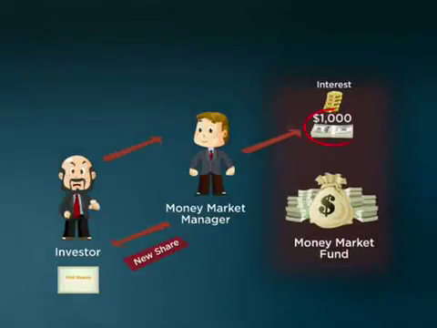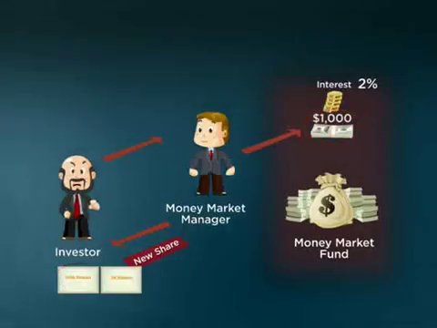So if I invest $1,000 into a money market fund, I'll own 1,000 shares of the fund. If the interest rate earned on the fund is 2% per year, then at the end of the year, I'll own 1,020 shares in the fund, where each share is still worth $1 each. Now, since money market mutual funds are not bank accounts, they're not insured like bank deposits are. But their safety is supported by two mechanisms.